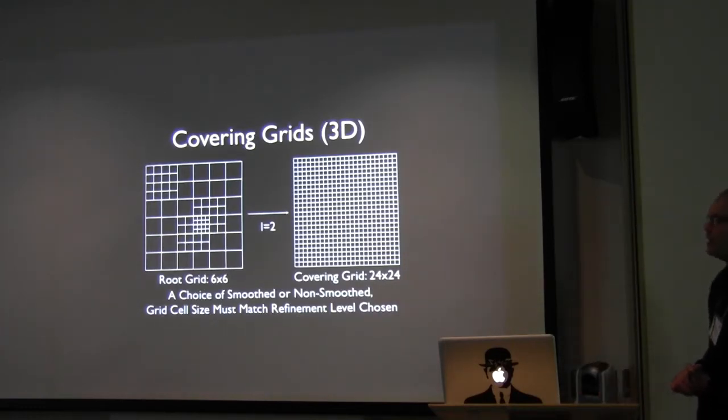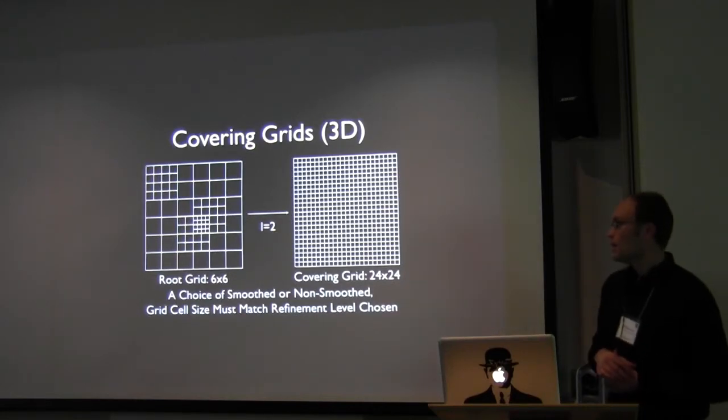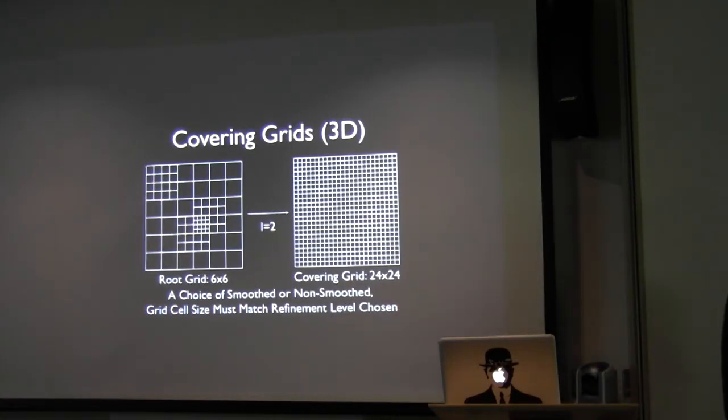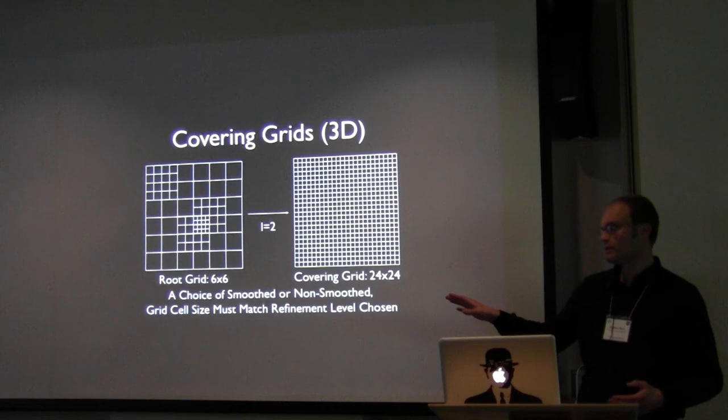Covering grids are kind of like fixed resolution buffers, but they don't do any interpolation except for the smooth. And the covering grid must have the same cell size as the level at which you're extracting. So if we have a root grid here with 2 levels of 6 by 6, and we want to extract down to the second level, the cells in the covering grid must have the same size as the level in the original grid. So it's not like the fixed resolution buffer where you can pick any size. They have to have the same size.